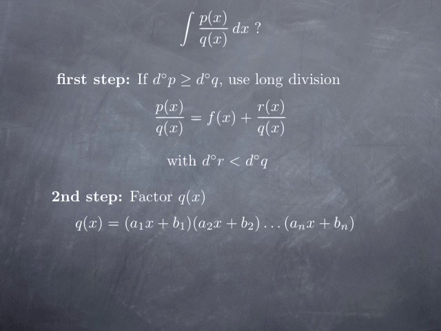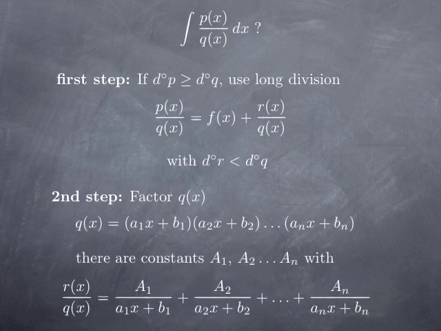And the only thing to remember about that is that if q of x factors that way, then our fraction r of x over q can be written as a sum of partial fractions of the form a1 over the first factor plus a2 over the second factor plus a3 over the third factor and so on. So in other words, we need to find the constants a1, a2 through an, one constant for each of the non-repeated linear factors appearing in the factorization of q. Okay, let's look at what that means on an example.